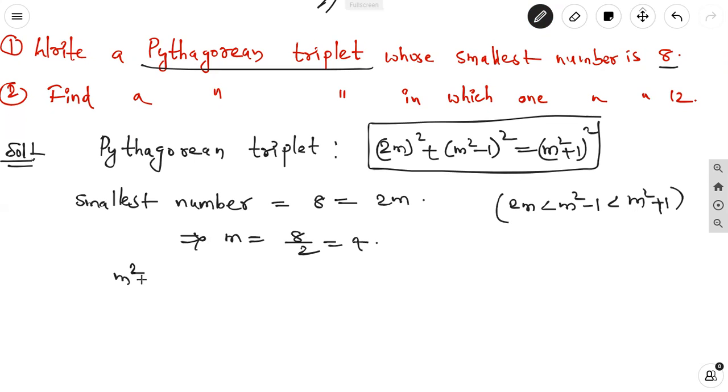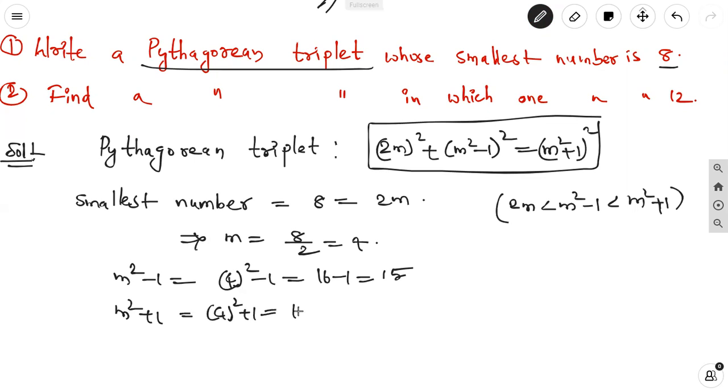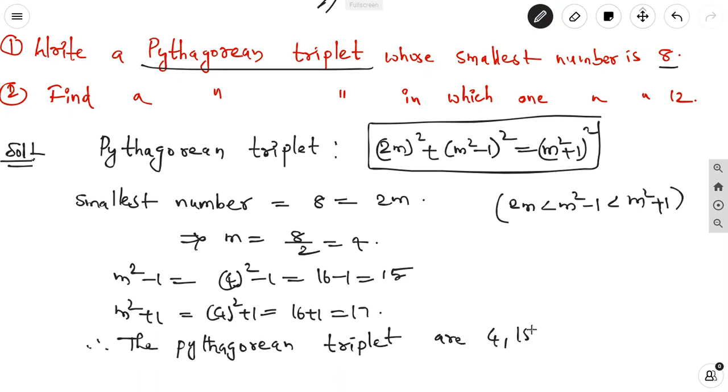Next, find m squared minus 1. That is 4 squared minus 1, 4 fours are 16, minus 1, equal to 15. Next, m squared plus 1 equals 4 squared plus 1, 4 fours are 16, plus 1, equal to 17. Therefore, the Pythagorean triplet is 8, 15, 17.